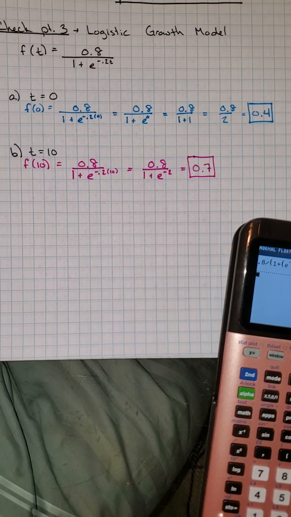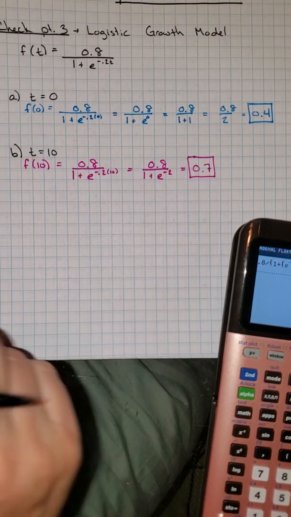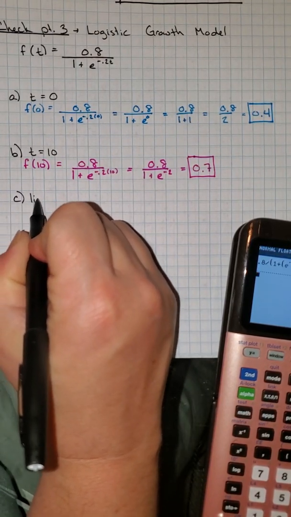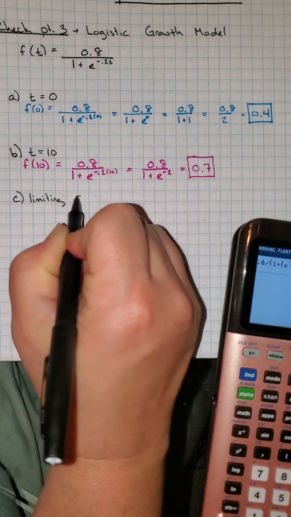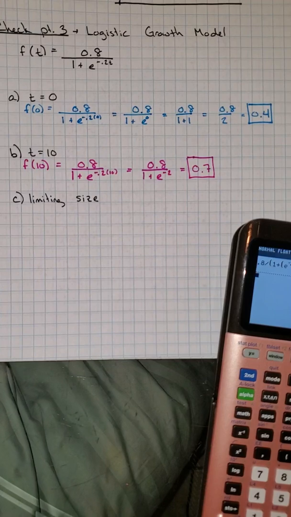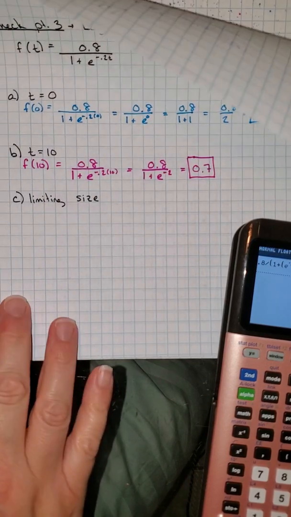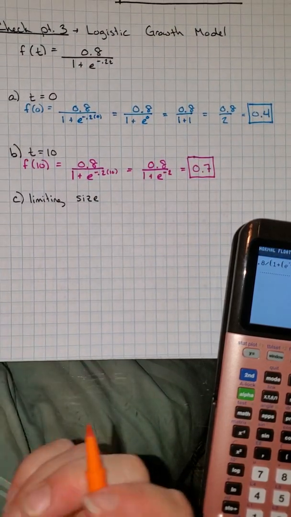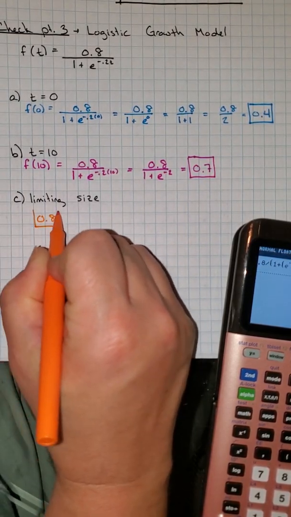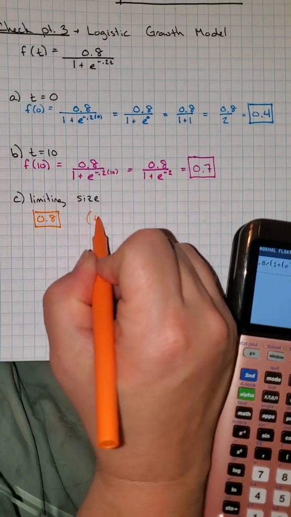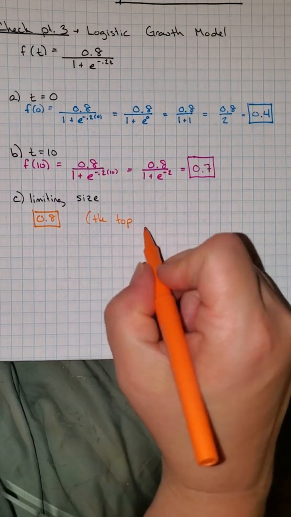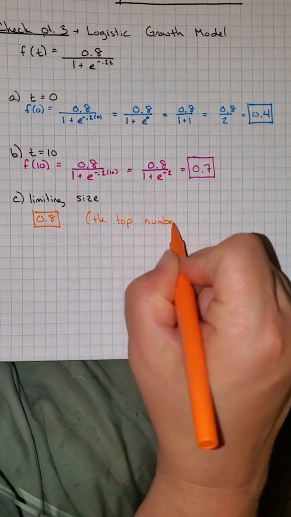Then part C asks, what is the limiting size of f of t, of the proportion of correct responses as they take place? Remember, your limiting size is just your C. So what's the number on top? 0.8. So the top number, or C, is the limiting size.